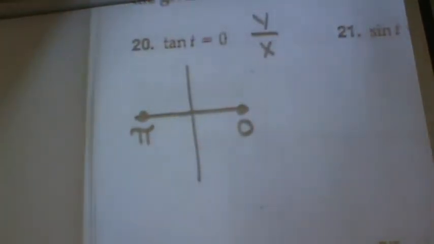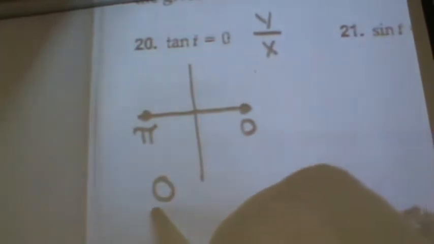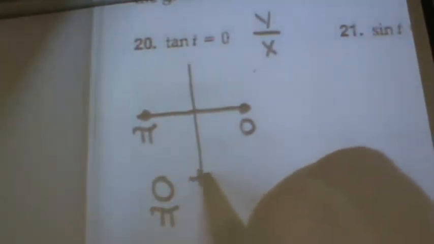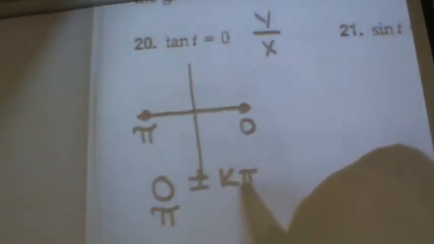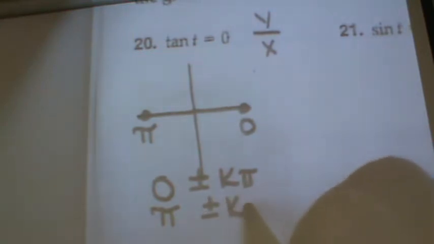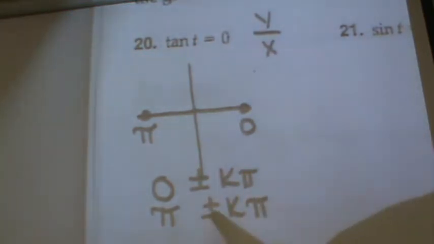What's the definition of tangent? Y over x. Where do you get a 0? At 1, 0 and negative 1, 0. Right there and there. So the two answers are 0 and pi, and we talked about this. And we add k pi to these answers. Yes, plus or minus k pi.